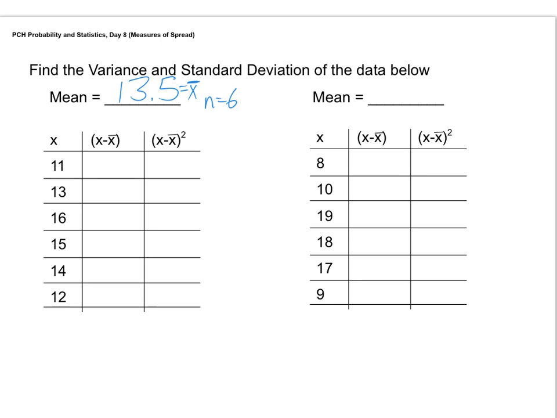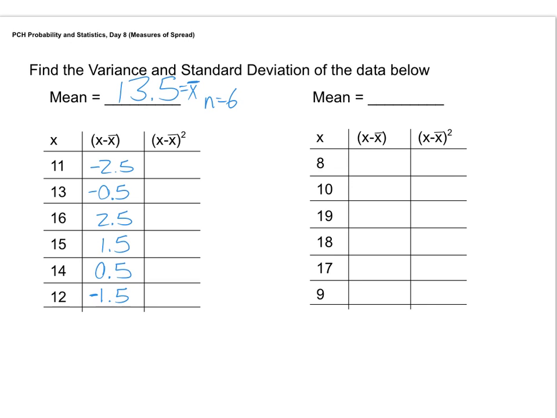So 11 minus 13.5 is a negative 2.5. 13 minus 13.5 is a negative 0.5. 16 minus 13.5 is a positive 2.5. 15 minus 13.5 is 1.5. 14 minus 13.5 is 0.5. And 12 minus 13.5 is a negative 1.5.